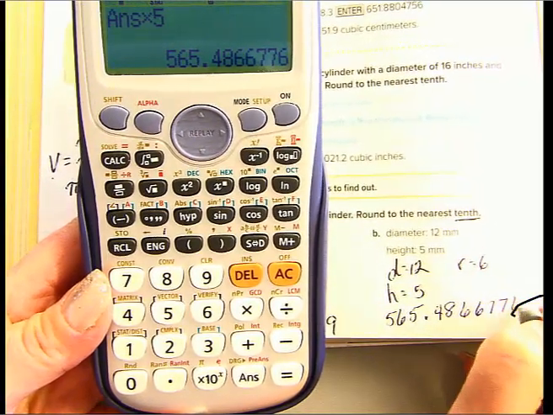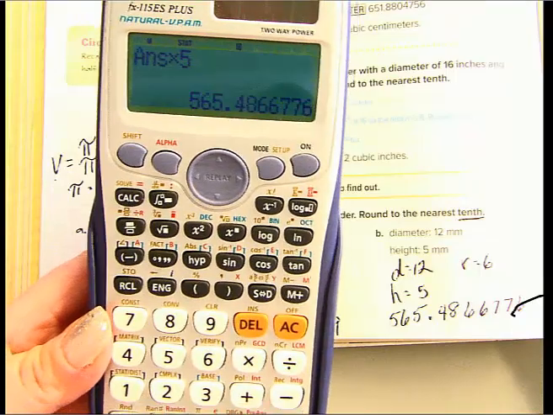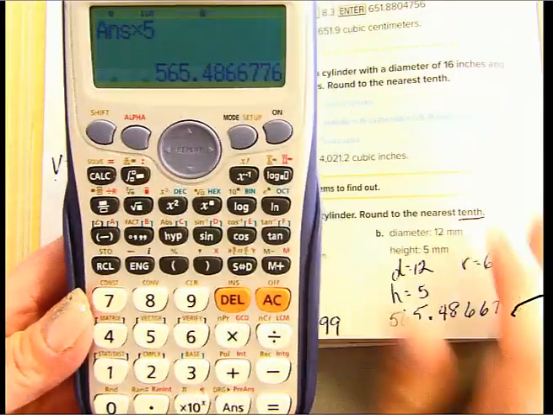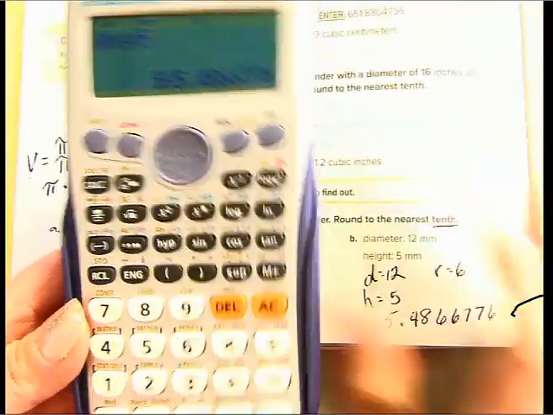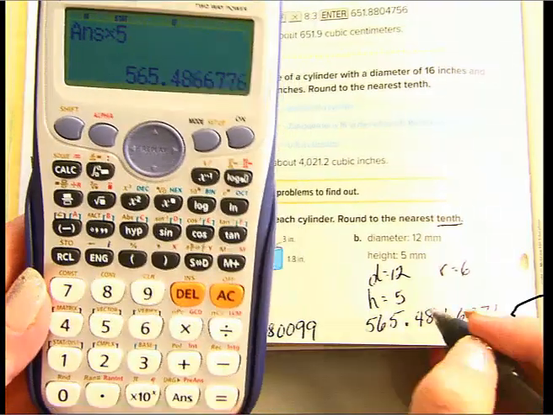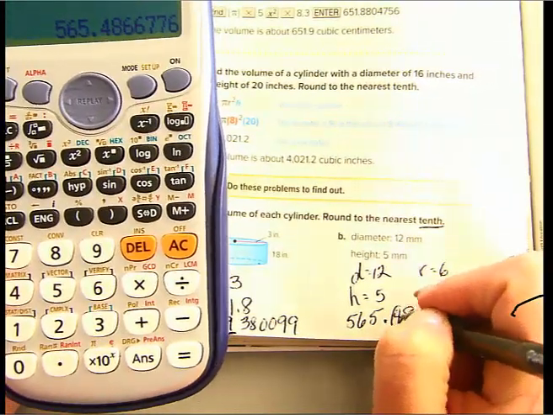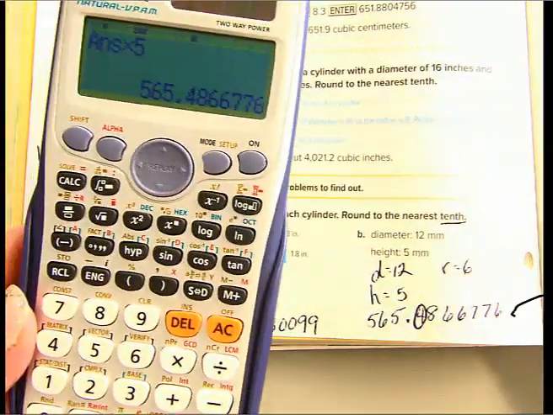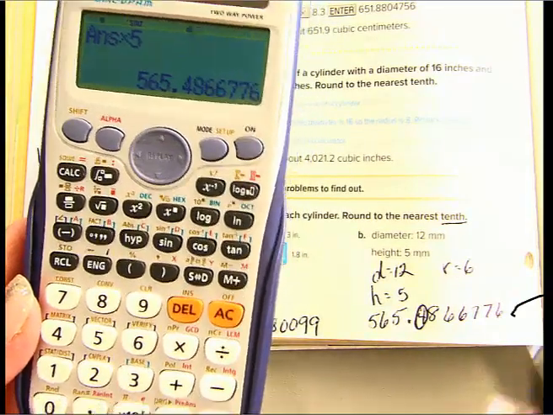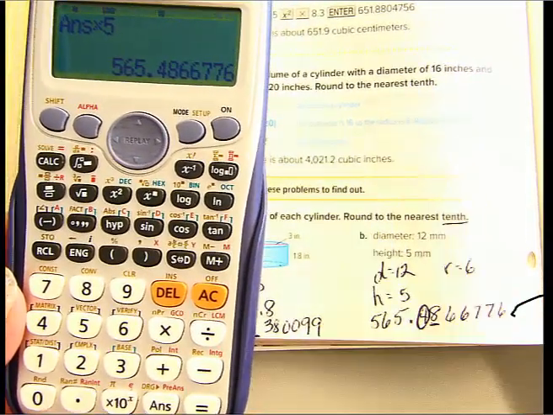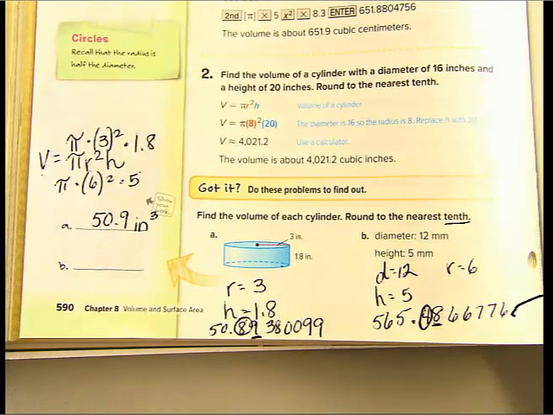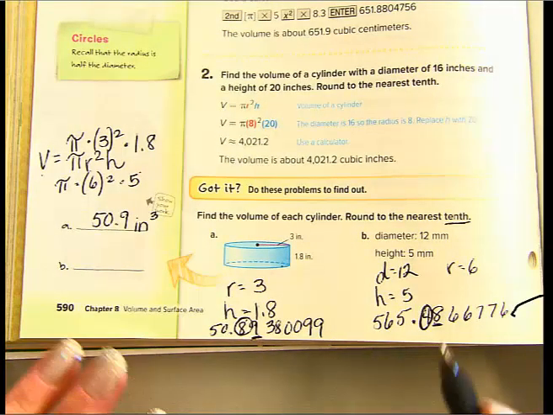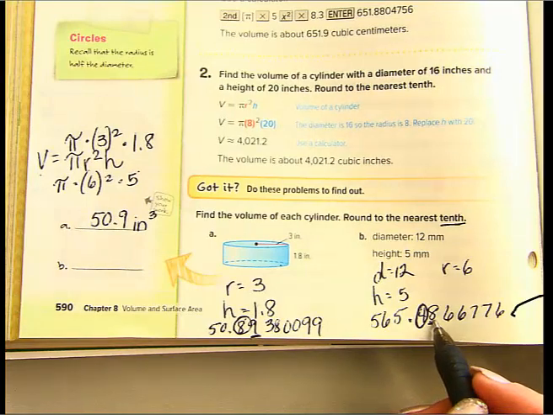So I end up with 565.48667776. And I want to the nearest tenth. Again, that's what the directions say, round to the nearest tenth. So again, hopefully you know that the tenth is this 4 right here. I'm either going to leave it a 4 or I'm going to round it up to a 5. And I decide by the number right behind it. If that number is above 5, then I round up. If it's below 5, then I leave it a 4. Well, this is above 5. 8 is higher than 5. It's a bigger number than 5, so I make this a 5.